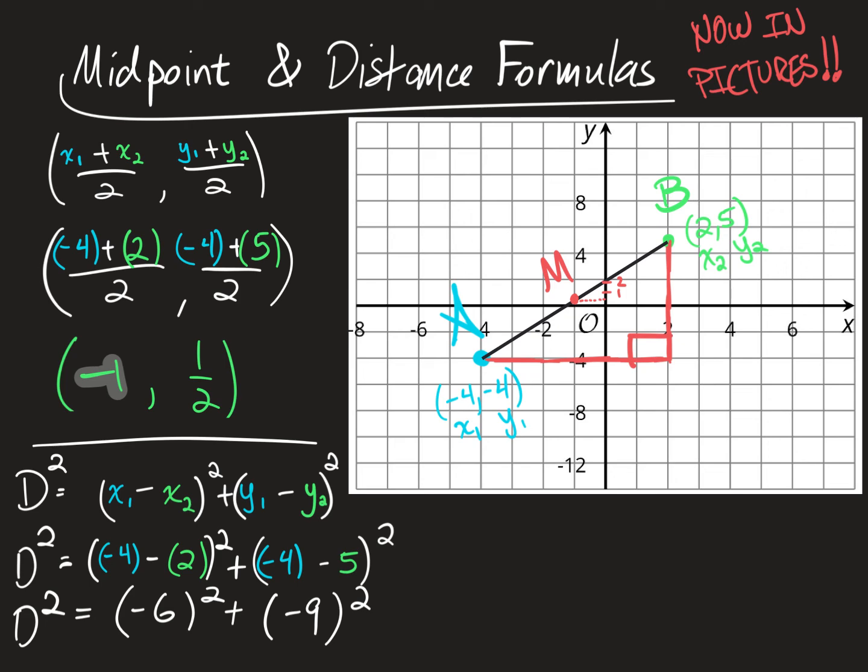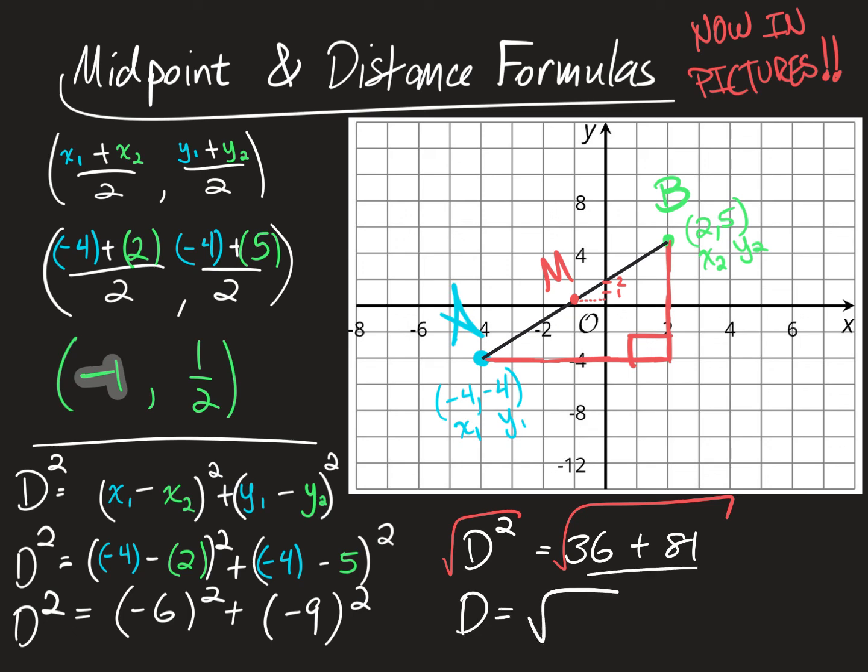All right, so from there, negative 6 squared is 36, negative 9 squared is 81, and this is d squared. But see, still, this is the distance squared. We don't want the distance squared, so I'm going to take a couple steps at the same time here. I'm going to take the square root of both sides. We'll just end up with d equals square root, and I'm going to add these values together.